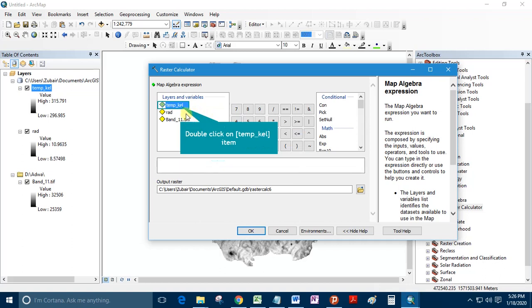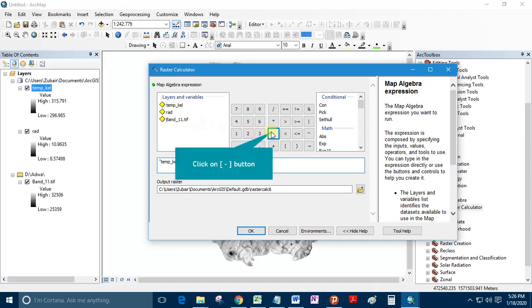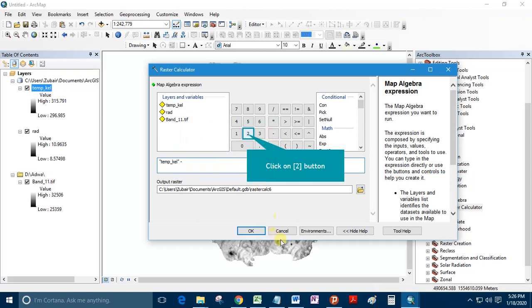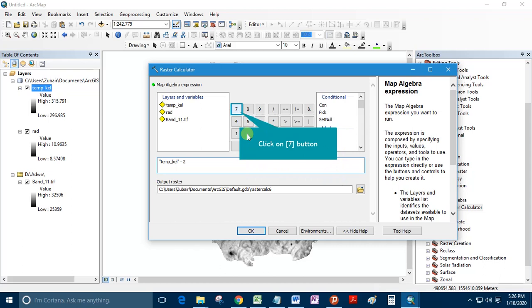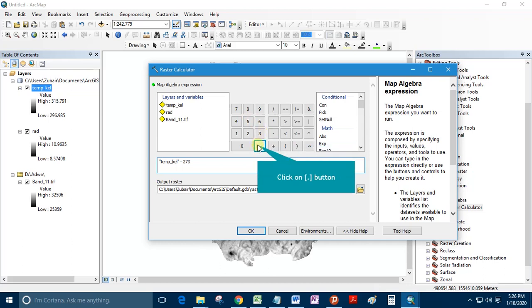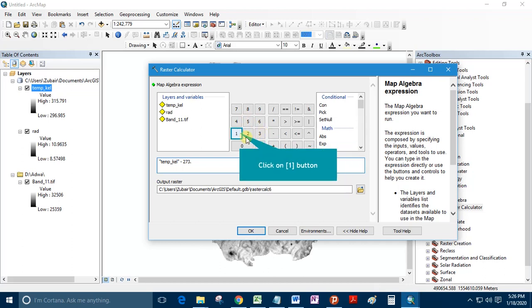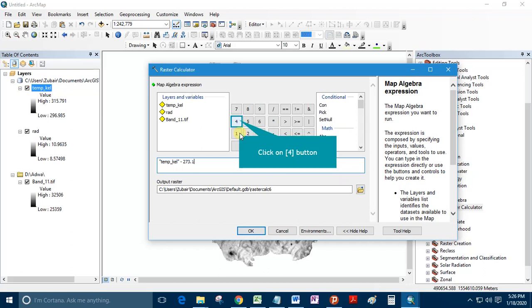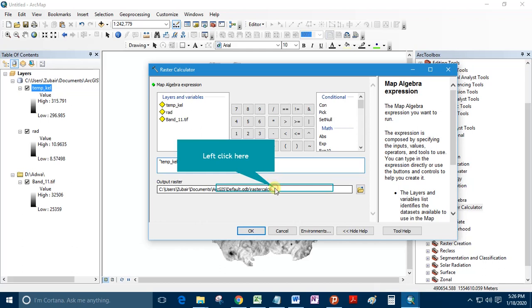To convert degrees Kelvin into degrees Celsius you need to subtract 273.15 from the degrees Kelvin. Give the name for the output file.